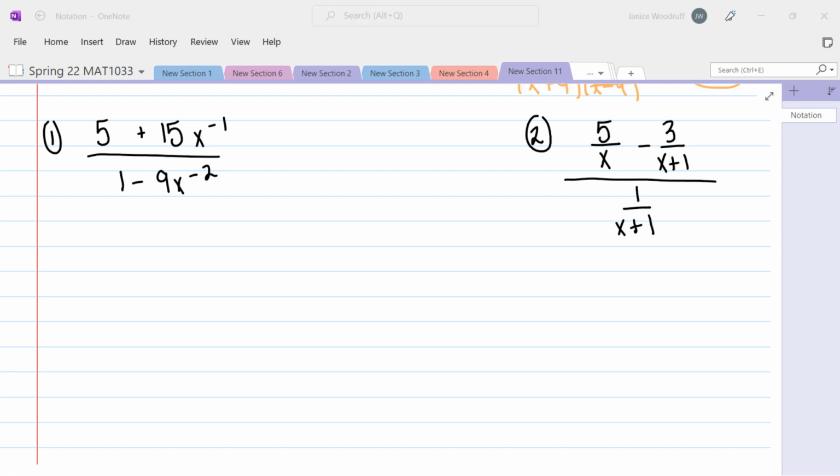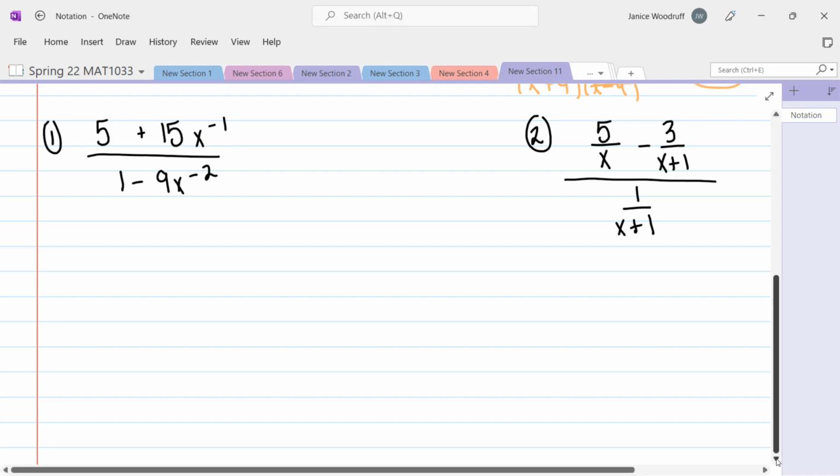All right, give those a shot. I don't want to run out of time, so I'm going to start going over these. So, did anybody figure out what you had to do for this first one?